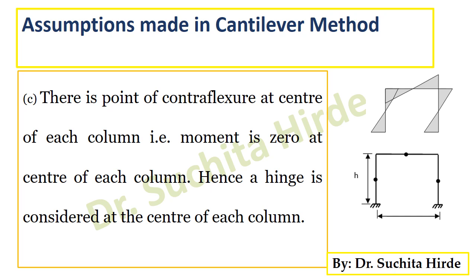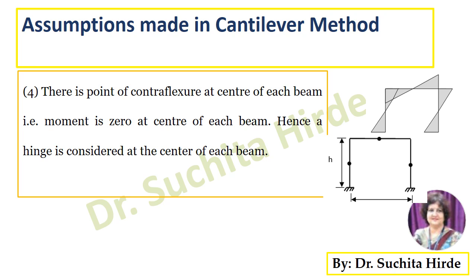Next assumption is, there is point of contraflexure at the center of each column. At the point of contraflexure, the bending moment is 0 and therefore we can consider the hinges at the center of each column. Then next assumption is, there is point of contraflexure at the center of each beam. So bending moment at center of each beam is 0. Therefore we can consider the hinge at the center of each beam.